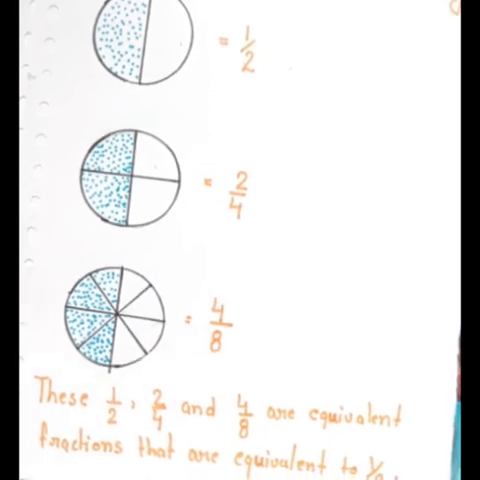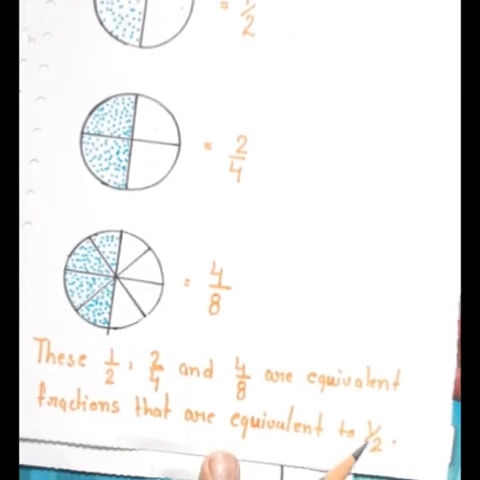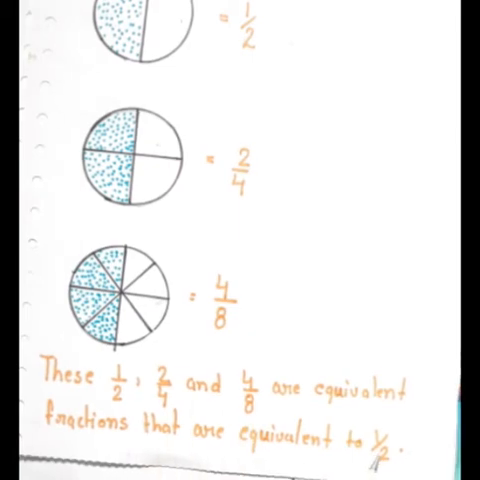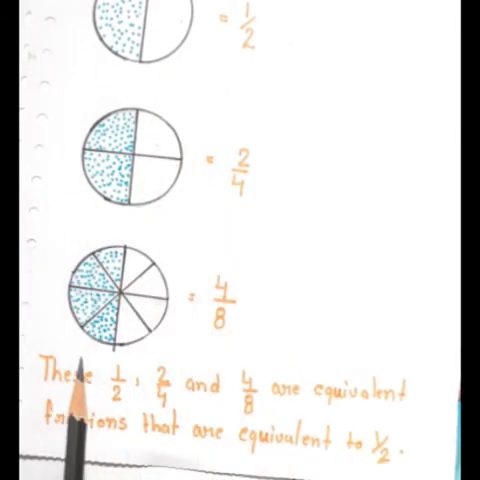So these kinds of fractions, these 1 by 2, 2 by 4 and 4 by 8 are called equivalent fractions that are equivalent to 1 by 2. Okay, these all fractions are equivalent to 1 by 2. Why? Because only half of the circle is shaded.